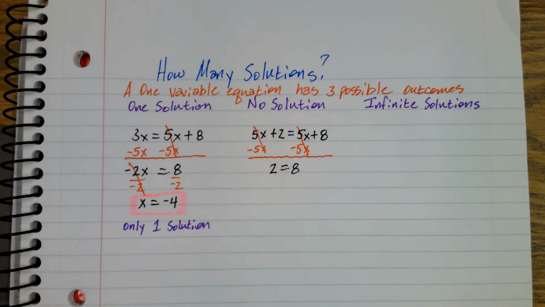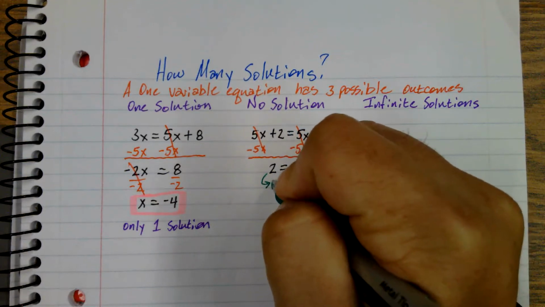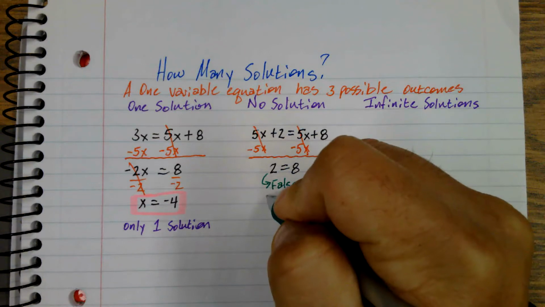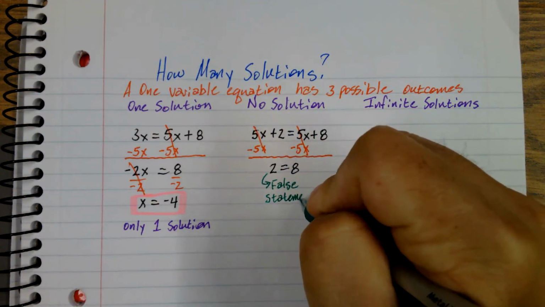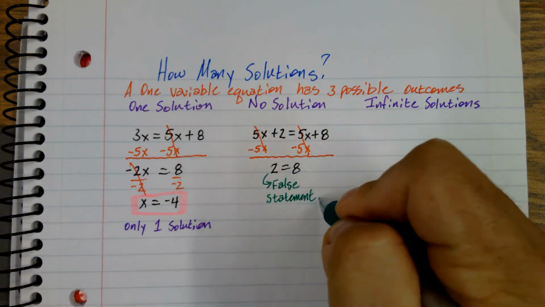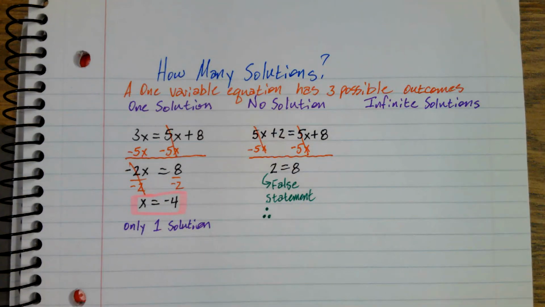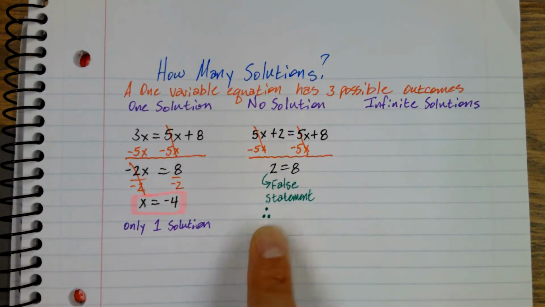Is 2 equal to 8, in other words? Does 2 equal 8? No. This is a false statement. Therefore, in math, we use 3 dots in a triangle to represent therefore. So that means therefore, no solution.